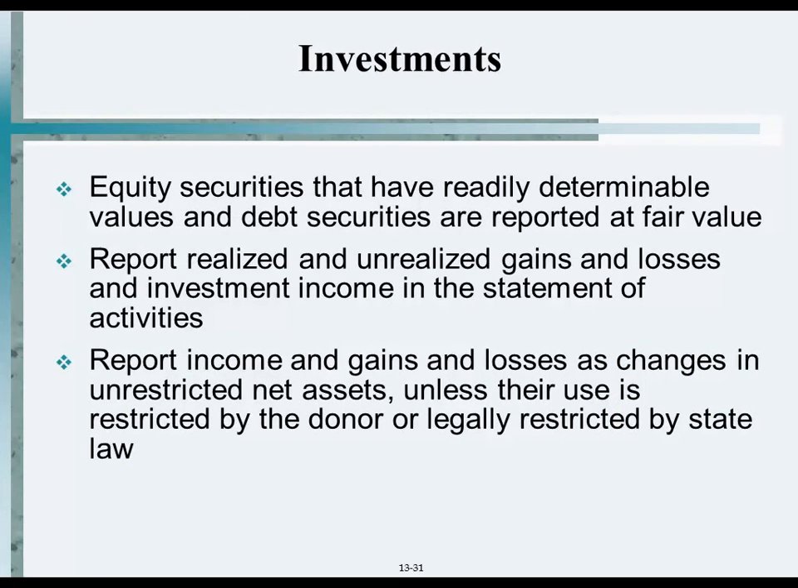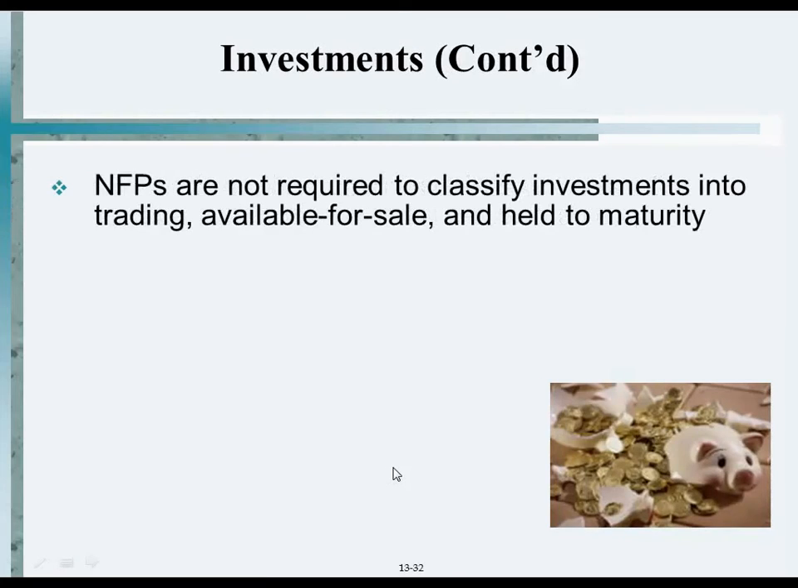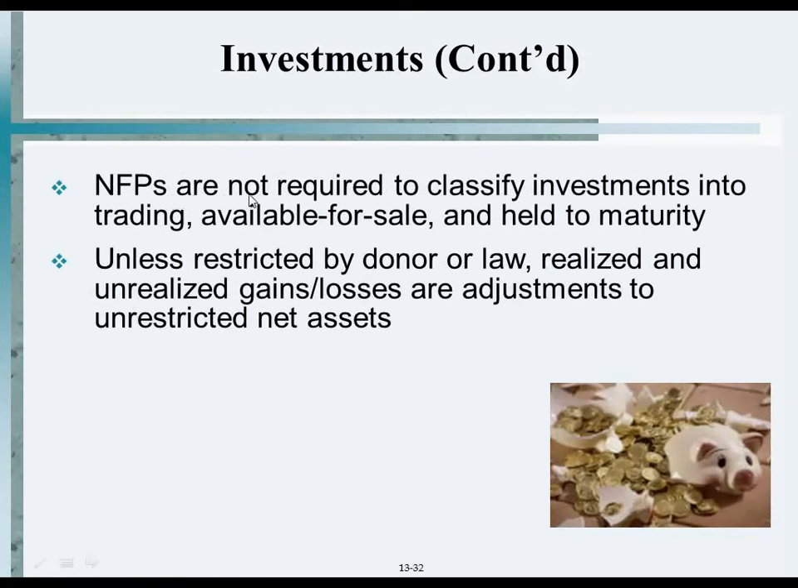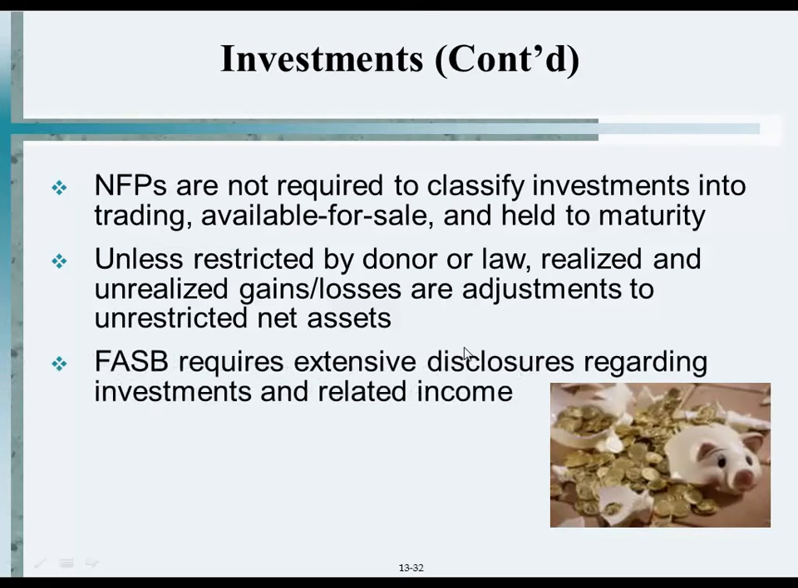Investments, nothing really terribly new here. Whenever a charity receives investments, they should always be valued at fair market value. Each year you need to recognize either an unrealized gain or loss. If you sold the investment, then you need to show the realized gain or loss itself. Notice one thing: NFPs are not required to classify investments into trading, available for sale and held to maturity like commercial organizations. Okay. And obviously there are extensive disclosures.